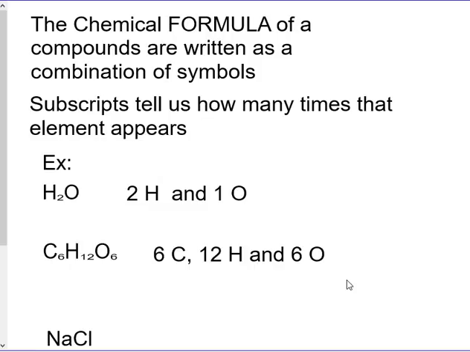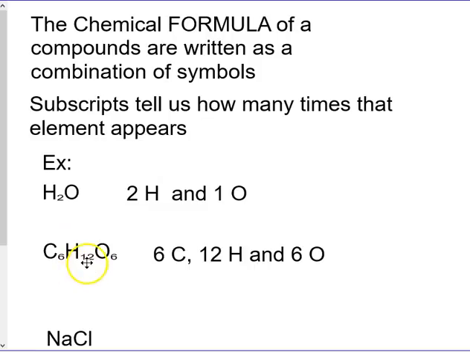So, for example, H2O means that there are 2 hydrogens and 1 oxygen. If we just have 1, we don't multiply. There's no need to put a 1 subscript, but you need to know that the 2 is referring to the hydrogen. So the subscript comes after the symbol for the atom for that element.